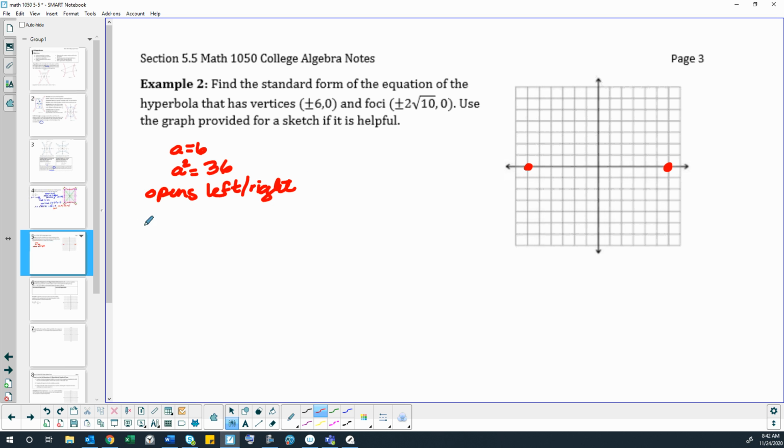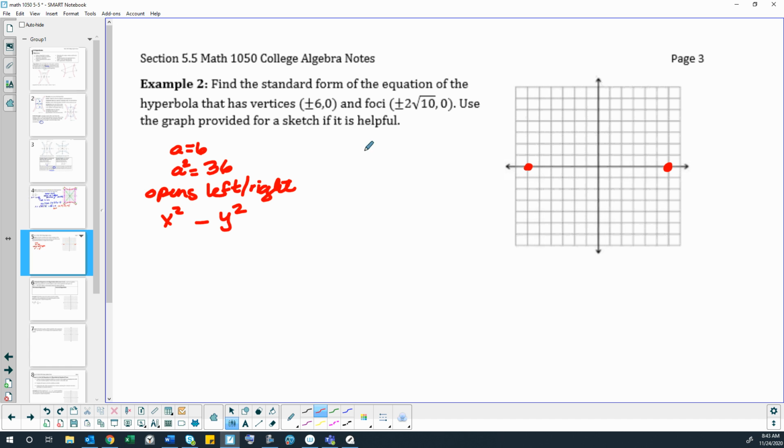Okay, that also tells us that we're going to have x squared minus y squared. That's simply because here are our vertices, this is our transverse axis. Our hyperbola has to go this way from the transverse axis. Therefore, x squared is first, subtracting y squared. Okay, so there's just a few details that I know from that plus or minus 6, 0.